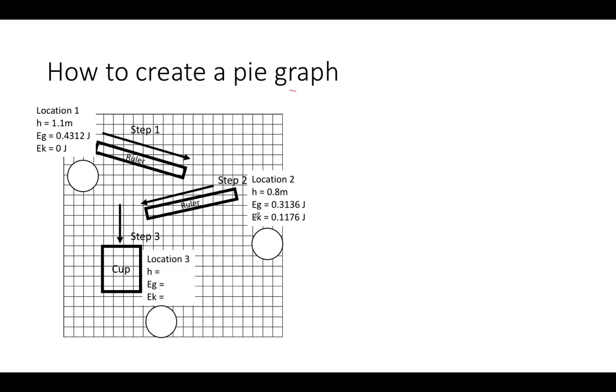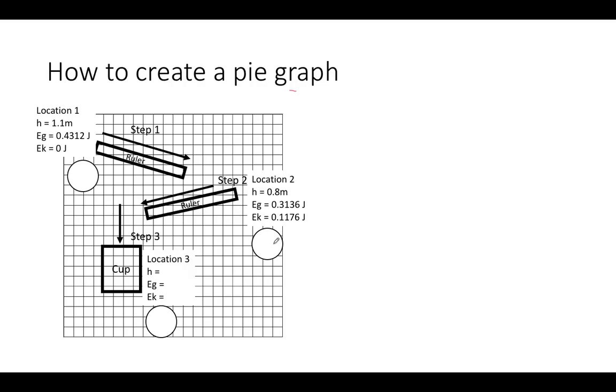So let's focus in on this location 2. That's kind of been the theme here. And what we did at location 2 was calculate the gravitational potential energy at that location as well as the kinetic energy at that location. Finally, we want to see how energy transformed from one to another. So that's why we're going to use a pie graph.